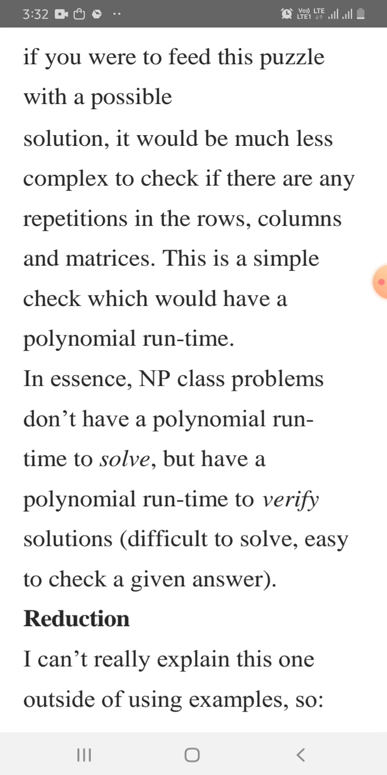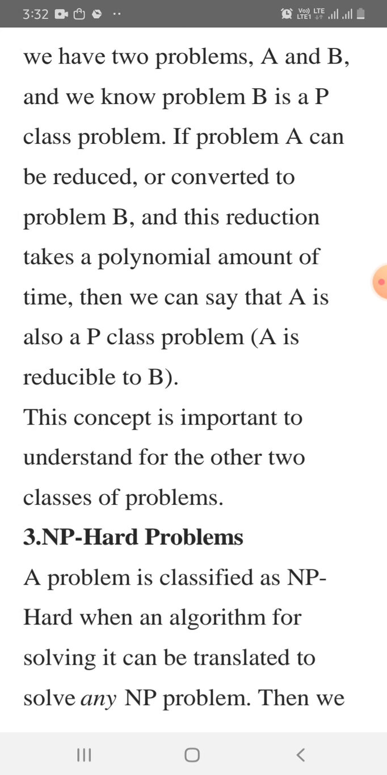Now we will discuss reduction. Reduction, I can't really explain this one outside of using an example. So we have two problems, A and B, and we know problem B is a P class problem. That means polynomial class problem.